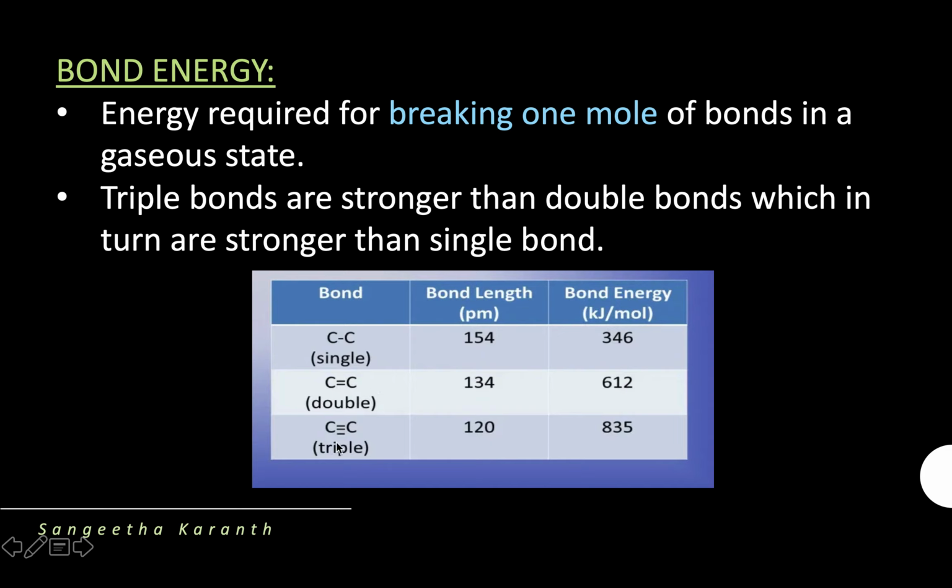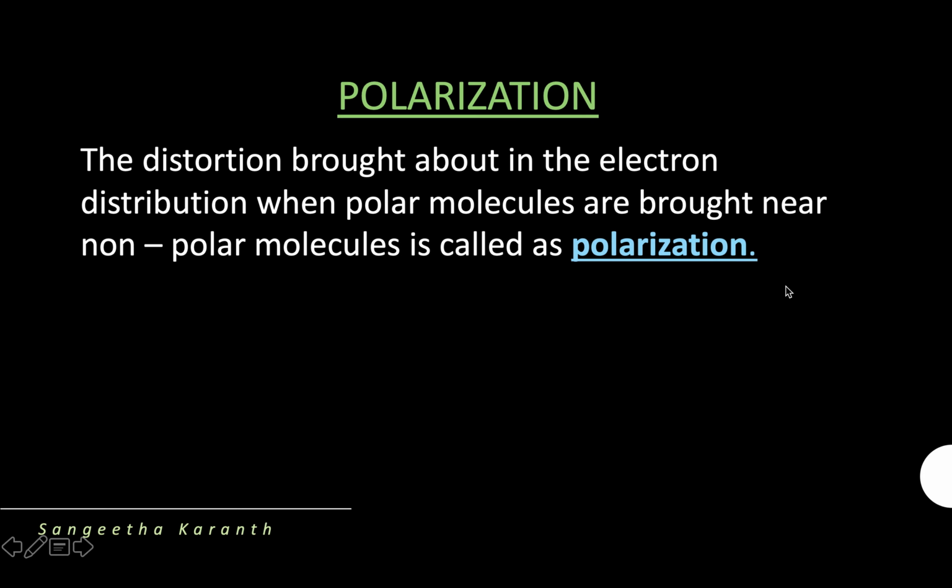Breaking 3 bonds is difficult, so more energy is required. Breaking 2 bonds will be quite easier, so comparatively lesser energy. Whereas breaking 1 bond will be still easier, so the energy required is least. So this was about the bond parameters.